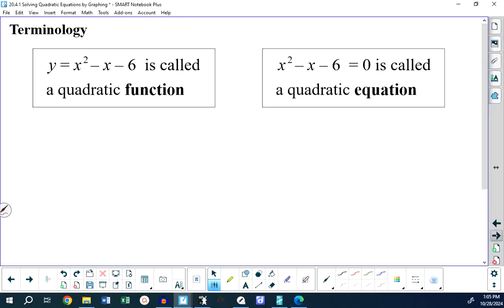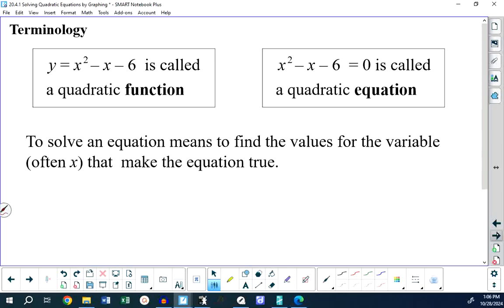However, x squared minus x minus 6 is not a quadratic function. It's a quadratic equation. And you may think the difference is unimportant, but it's crucial. One of these is called a function because it's y equals, and the other is called an equation because it's not y equals. It happens to be 0 equals. And I hope you see that there's a connection between these two. The quadratic expression in the function, in terms of x, is the same as the quadratic expression in the equation, in terms of x. But they're not the same thing. One's a function, one's an equation.